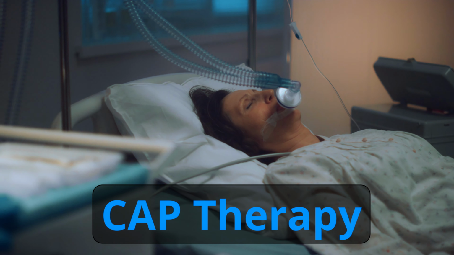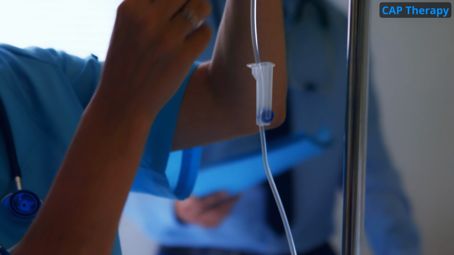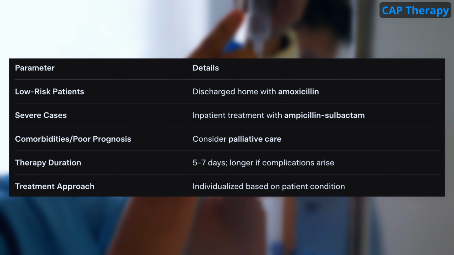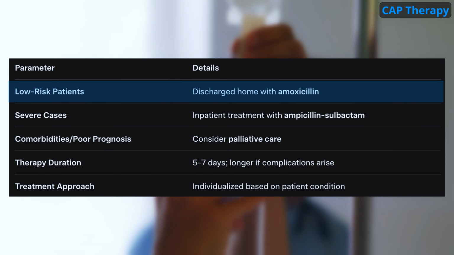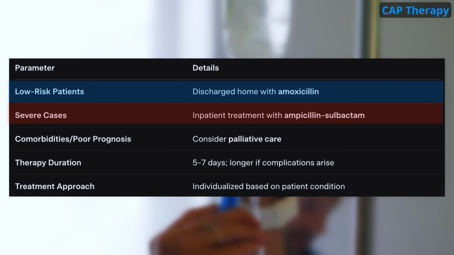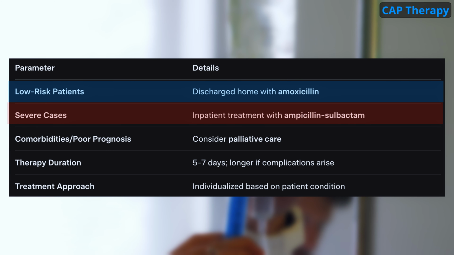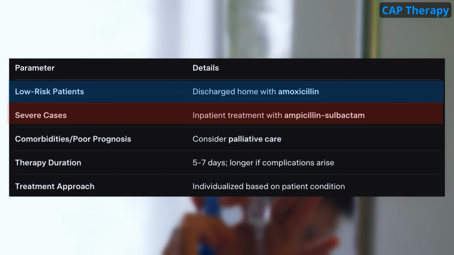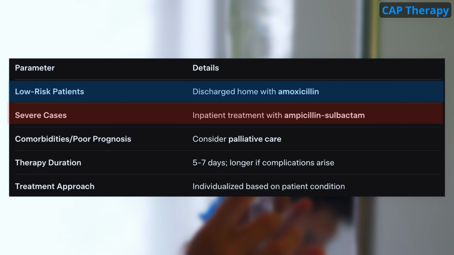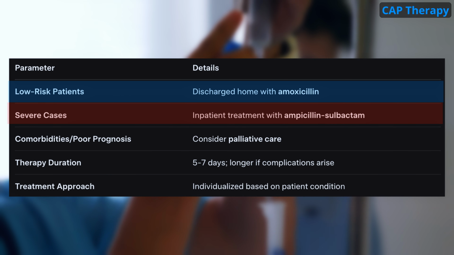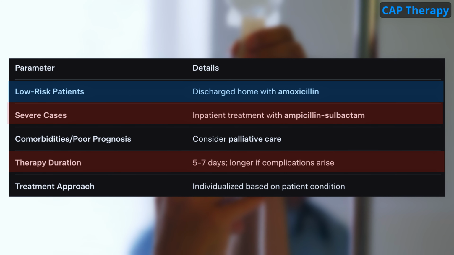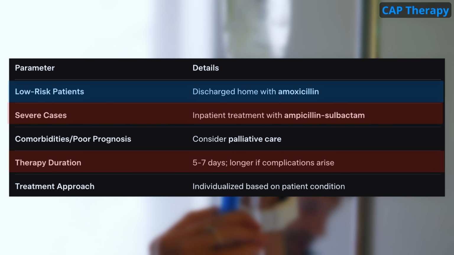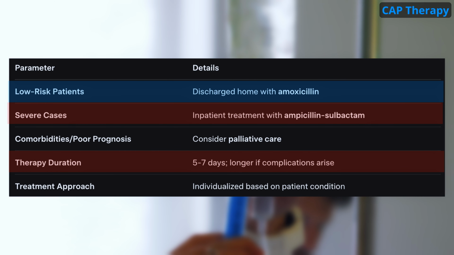Now let's go and look at the therapy. For CAP, we tailor therapy. Low-risk patients go home with amoxicillin. Severe cases get inpatient ampicillin and sulbactam. With comorbidities or poor prognosis, palliative care may be needed. Therapy lasts 5 to 7 days, longer for complications, of course. It's about individualizing treatment. Now let's see some details.